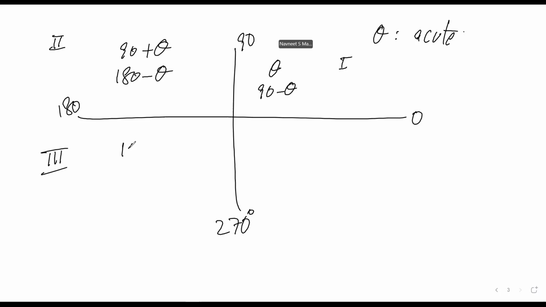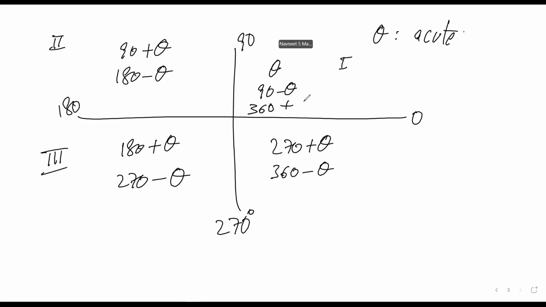Similarly, 180 plus theta and 270 minus theta would always be in the third quadrant. And 270 plus theta and 360 minus theta would be in the fourth quadrant. Actually, 360 plus theta would also always be in the first quadrant. Are we clear till here?